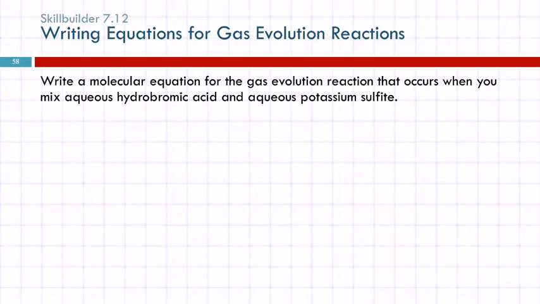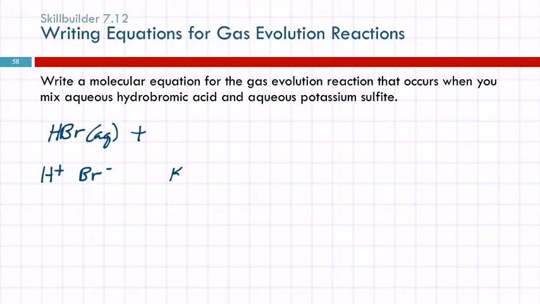Let's do an example. Molecular equation requested for the gas evolution reaction that occurs when you mix aqueous hydrobromic acid and aqueous potassium sulfite. So we're going to approach this like we approached the precipitation reactions. Hydrobromic acid, is that a binary acid or an oxyacid? It's a binary acid. The prefix hydro tells me it's just hydrogen and bromine. So I've got hydrogen ion and I've got bromide ion, and when I put those 2 together I get HBr. That's my hydrobromic acid, and that's aqueous.